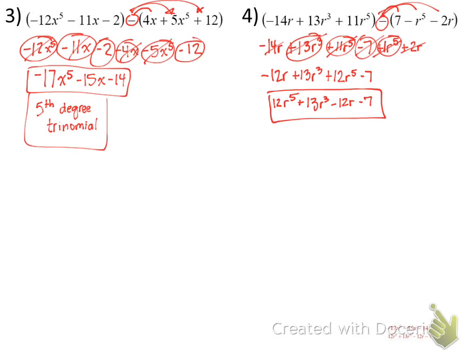Now, if I were to classify this, what's the degree of this polynomial? 5th degree. Good, 5th degree. And what kind of polynomial is it? Mono, bi, tri, or poly? Poly. Good, so it's a 5th degree polynomial.